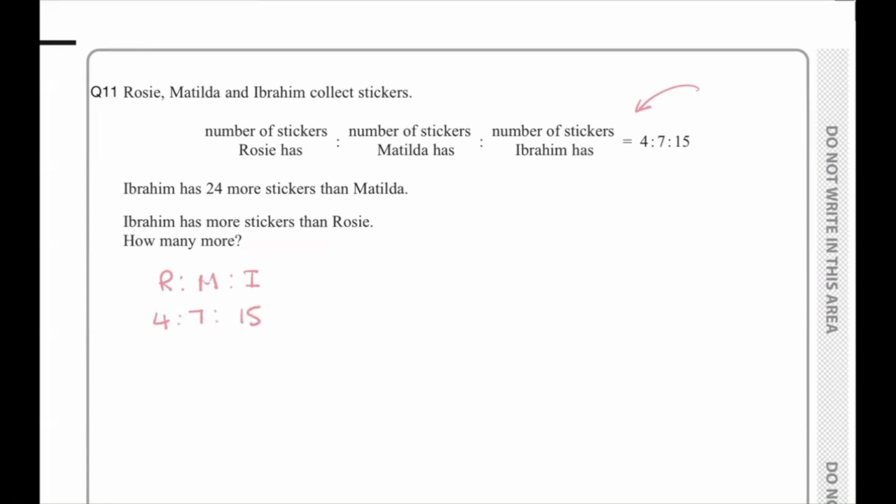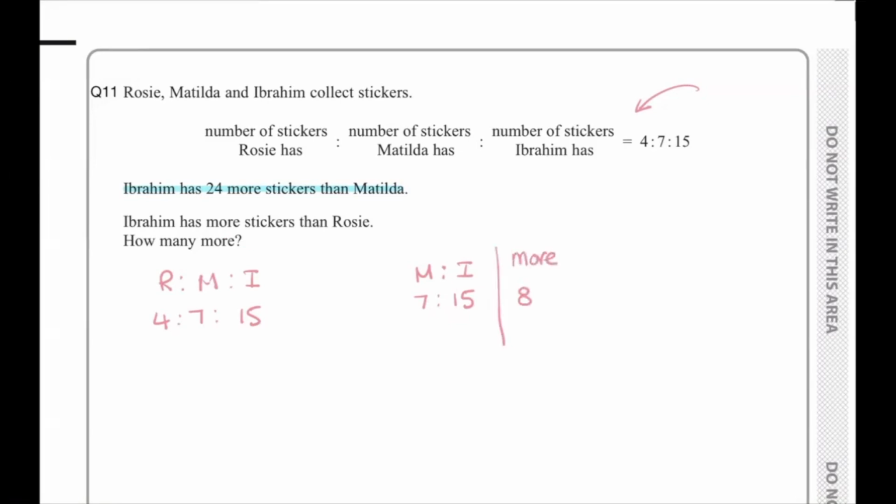4.7.15. The next line, however, is only mentioning, oops, let's highlight it instead. There we go. The next line is only mentioning Ibrahim and Matilda. So I'm going to do a separate one for these two. We've got 7 and 15. And it's saying that Ibrahim has 24 more stickers. Now, if I look at the ratio, I can see he's got more stickers. I can actually see he's got 8 more in the ratio.